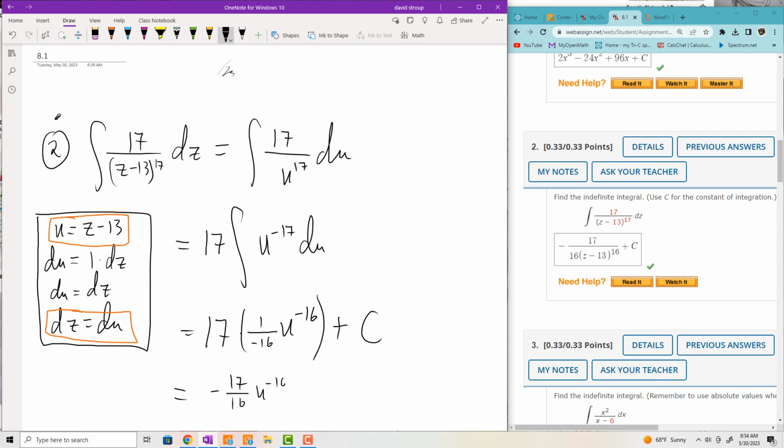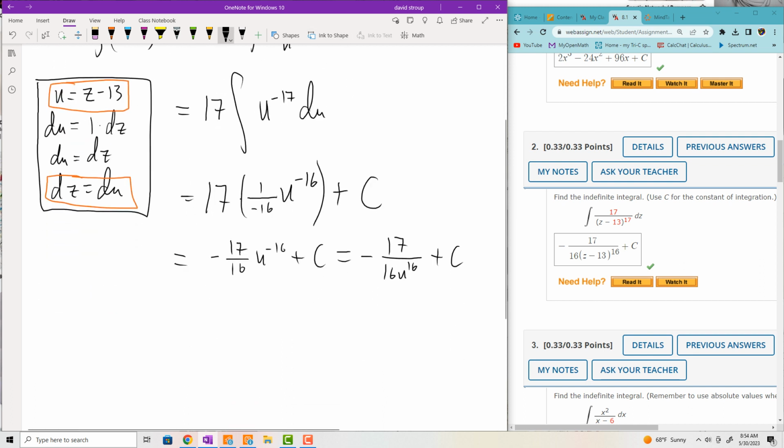U to the negative 16 plus c, and then you can drop the u to the negative 16 to the denominator, negative 17 all over 16 u to the positive 16 plus c, and then you need to back sub. Okay, so if you begin in x, or if you begin in this case in z, you need to end in z as well. Okay, so I replace u with z minus 13. That will be raised to the 16th, and then plus c.